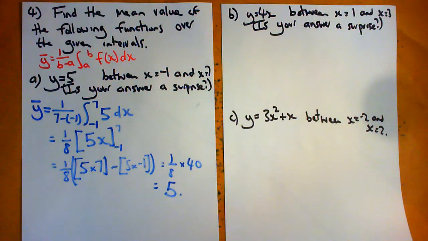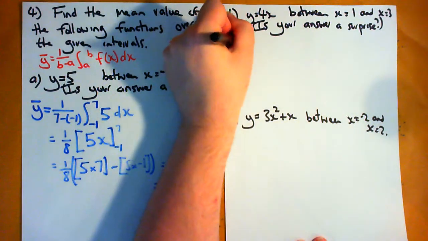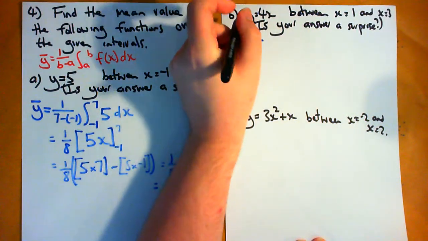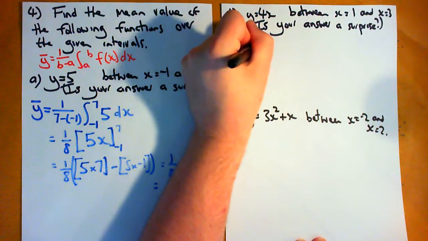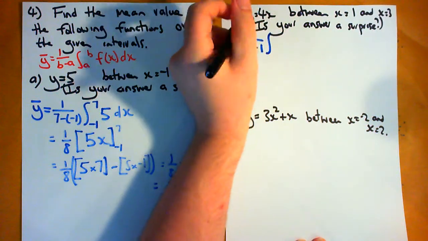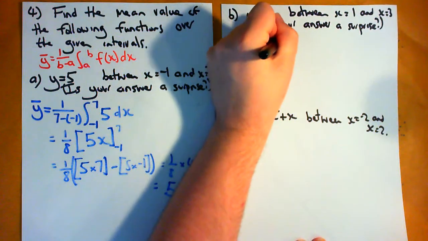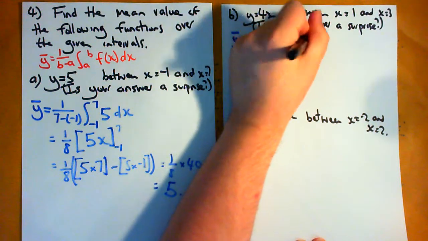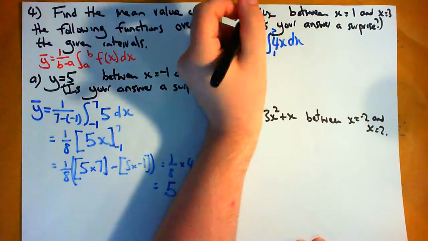And since it's a straight line, that gives us in some sense equal weighting between 4 and 12, which means we expect our answer to be halfway between 4 and 12. So I'm tipping that this is going to be an answer of 8. Okay, let's see if that happens. So y bar is 1 over b minus a, well b is 3 and a is 1, times the integral of our function, 4x dx, and we're integrating that between 1 and 3.